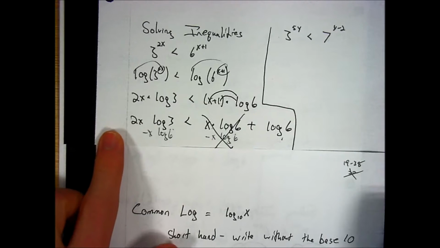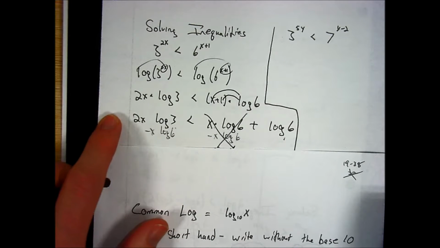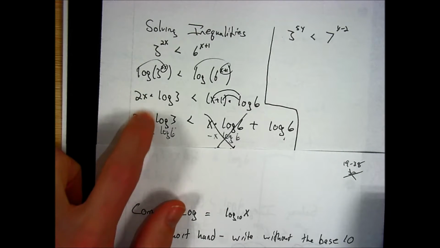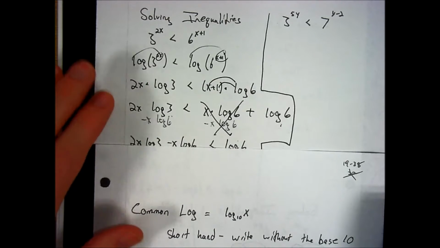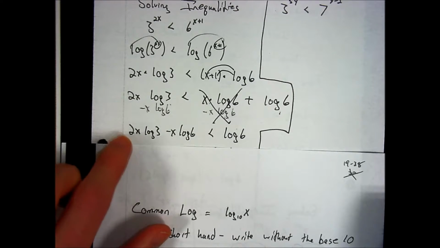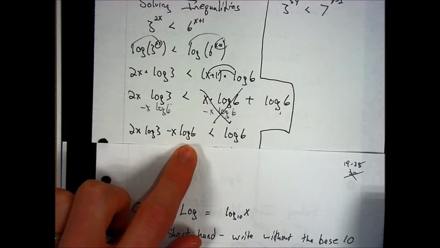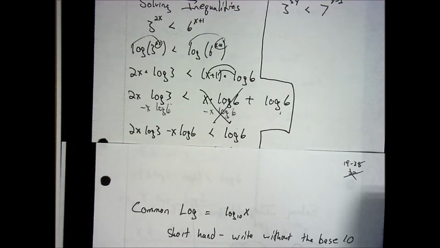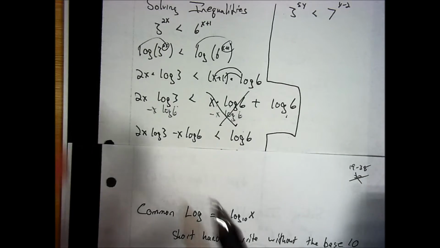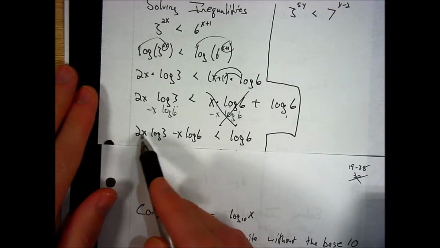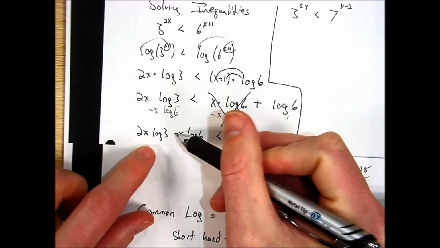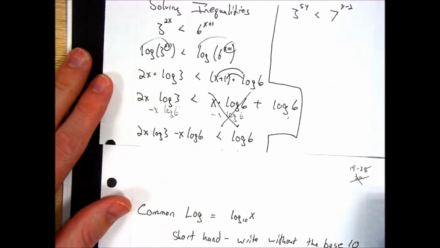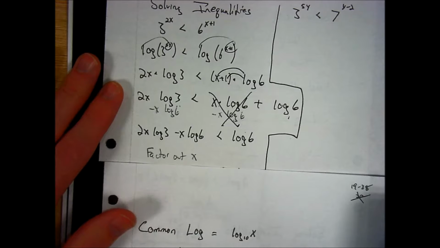Okay? Now, a mistake kids are going to make is they're going to want to subtract these x's and then subtract like the log numbers. Okay, leave those two things completely separate for now. So it's 2x log of 3 minus x log of 6. And the point of getting both the x's on the same side, and only things that have x's over here, is so that I could factor out the x.